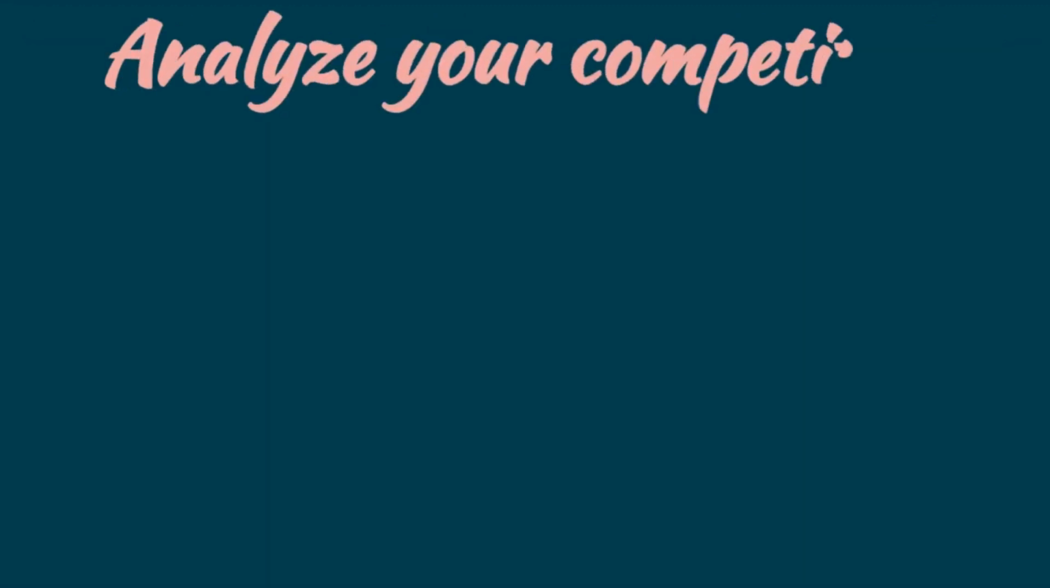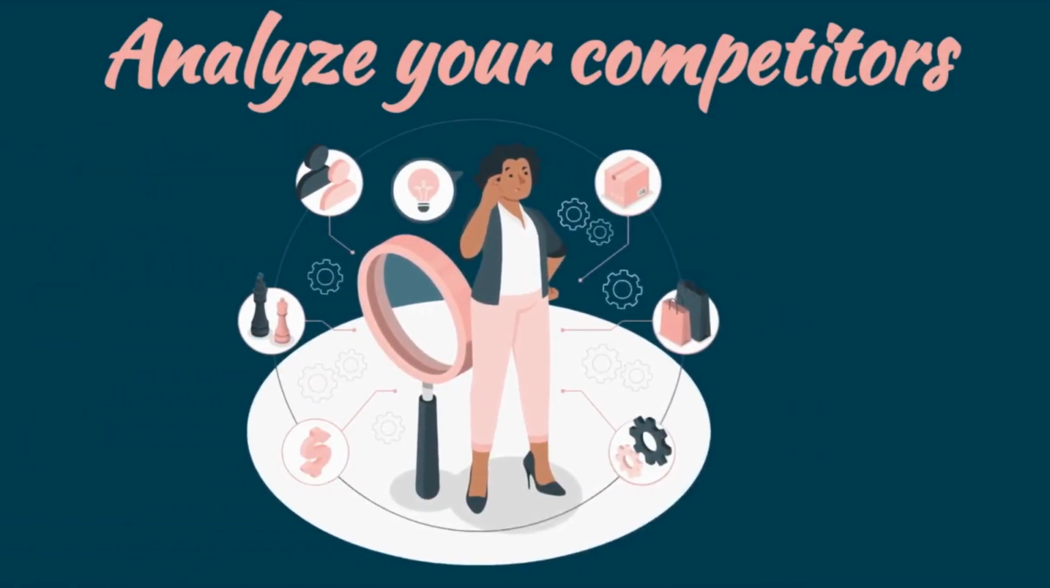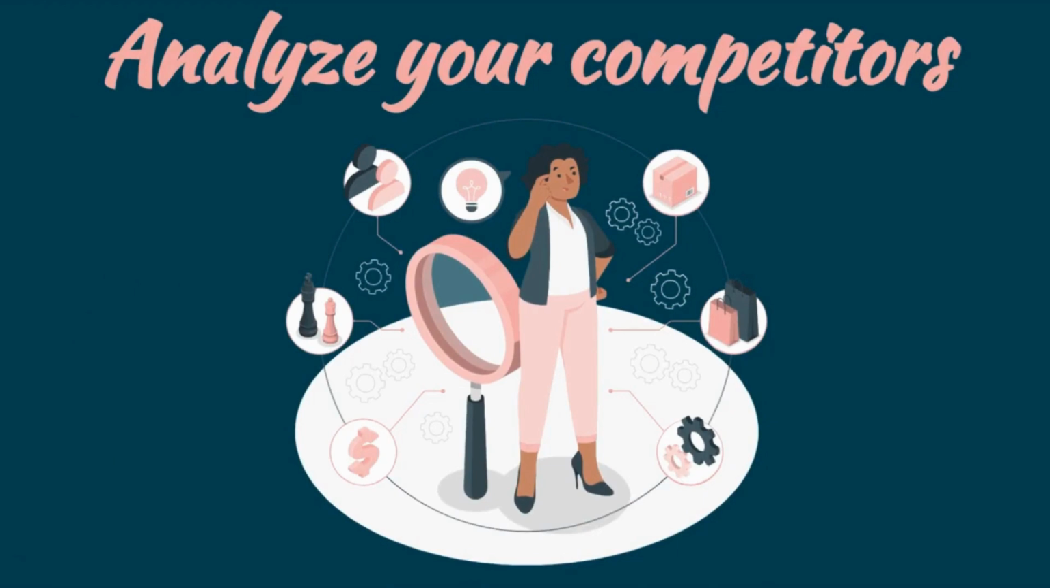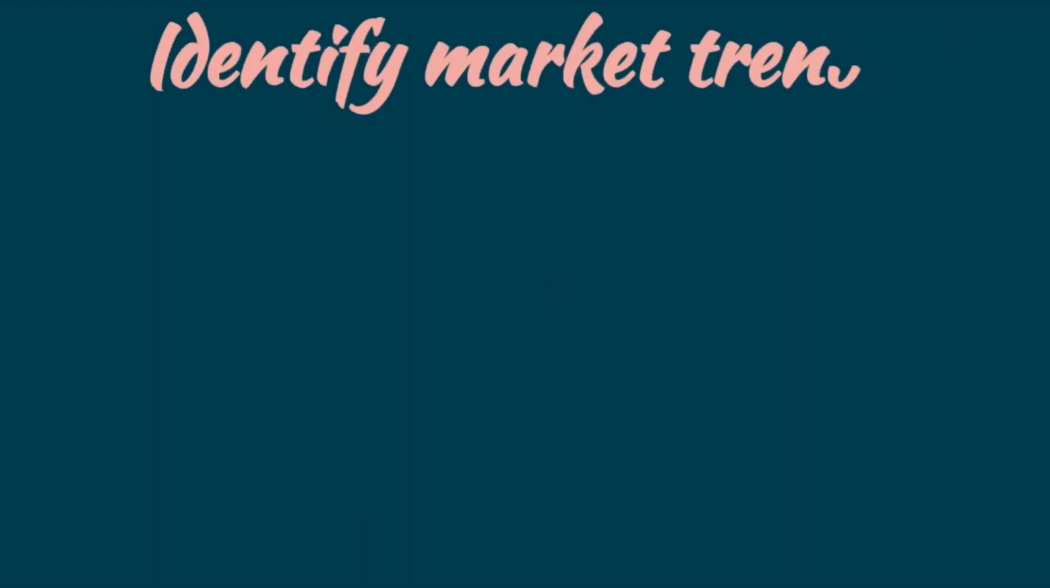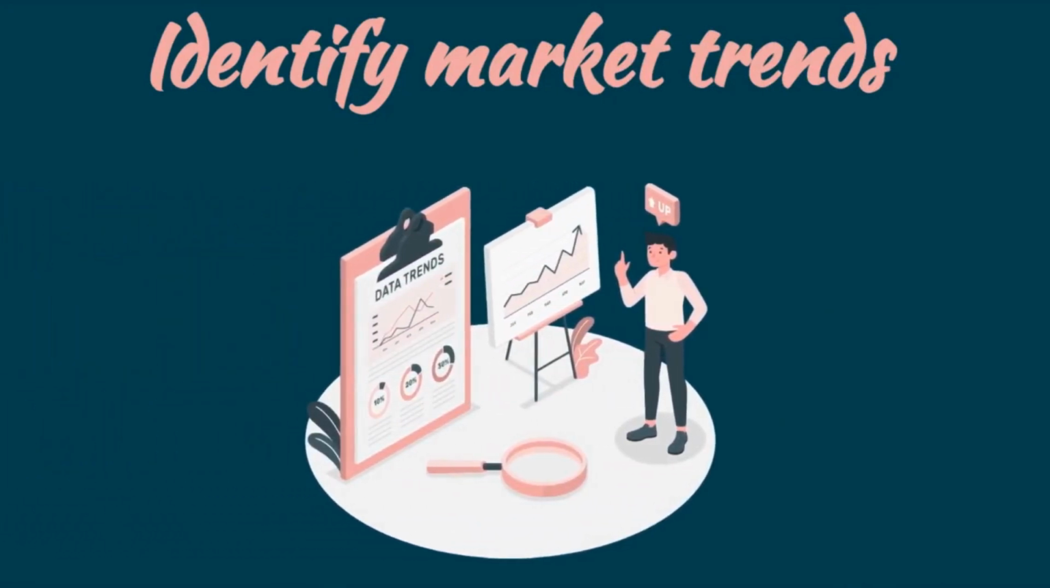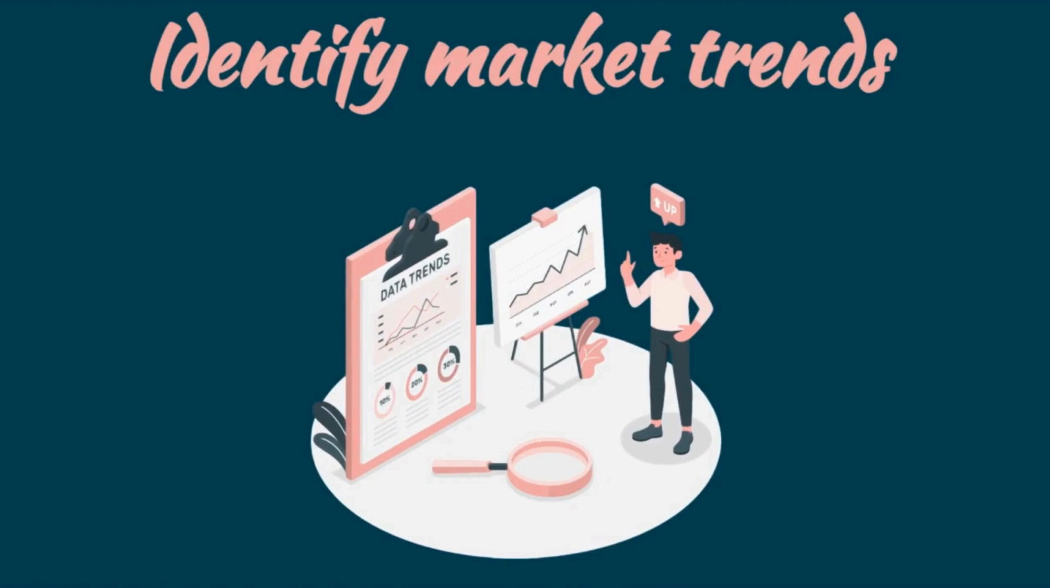Number 4. Analyze your competitors. Study your competitors' product offerings, positioning, pricing, marketing strategies, and strengths and weaknesses. As a result, you will be able to identify gaps in the market and set your product apart. Number 5. Identify market trends. Stay on top of industry trends, market dynamics, and emerging technologies that may impact the success of your product. Gather insights on market shifts, consumer behavior, and competitive landscape changes by following relevant publications, attending industry conferences, and using online resources.